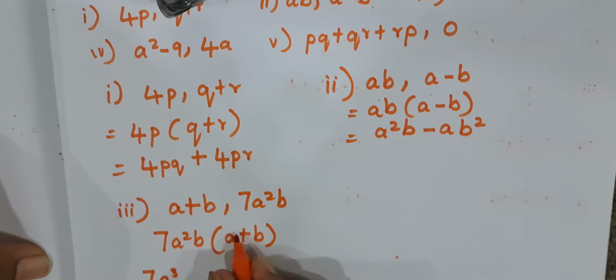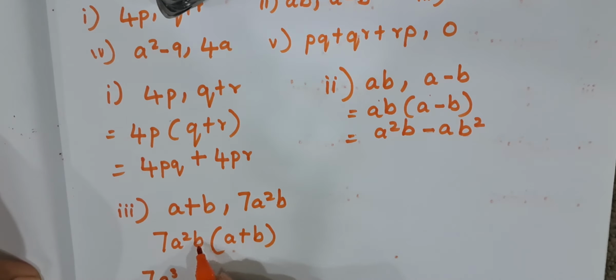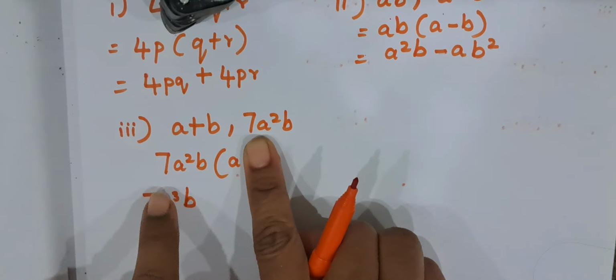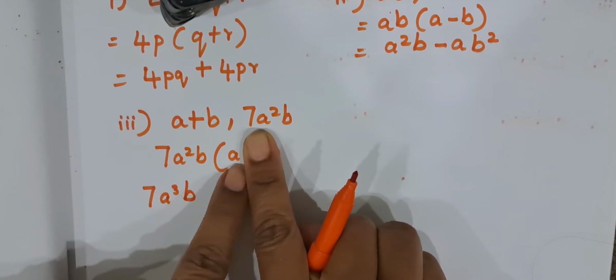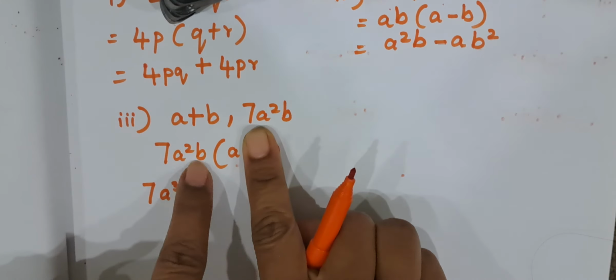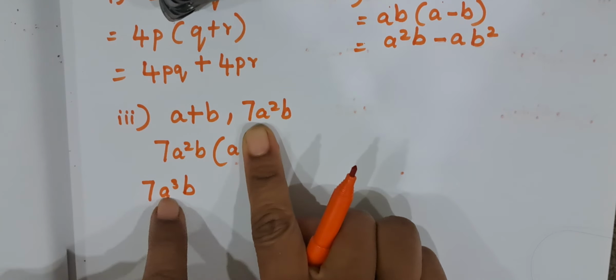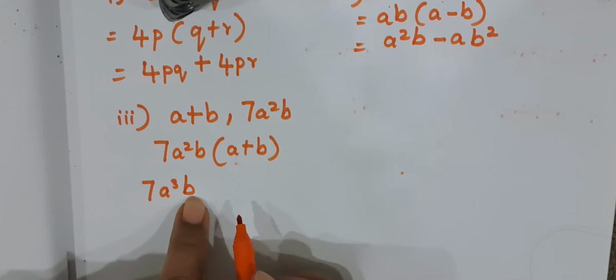The power here is 2. Here if it is a, the power is 1. So the powers get added. A square into a is a cube. B is just 1b, so we will keep it as it is. When we are multiplying with a, there is only 1b here, so that will remain. Here 7, a square into a becomes a cube. There is only one b, so it becomes b as it is. So 7a cube b. That is for the first term.